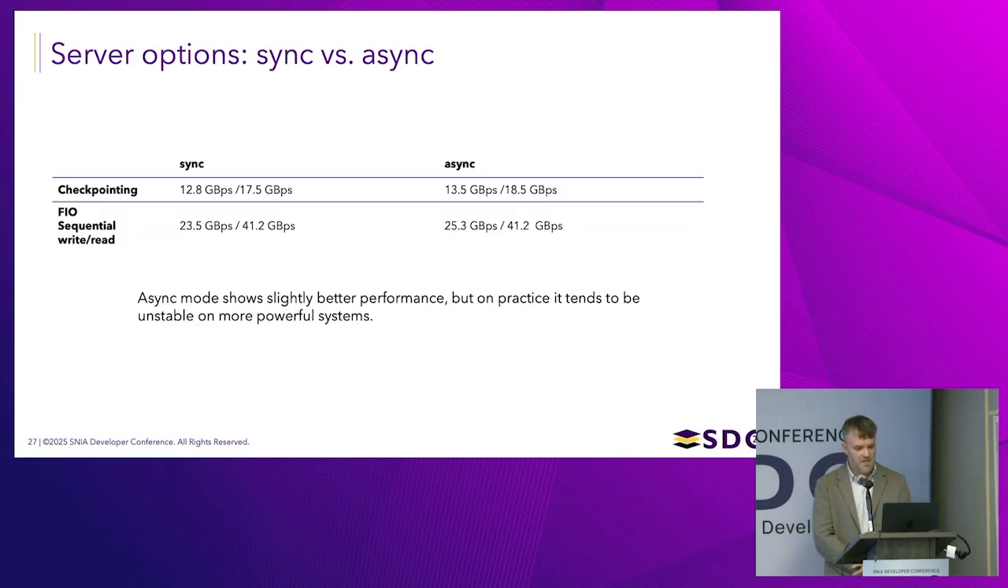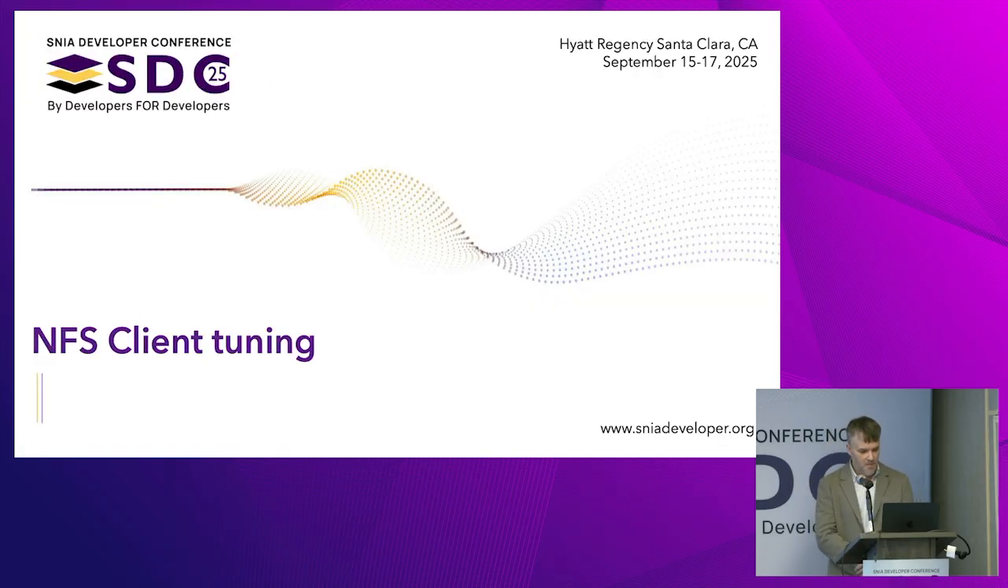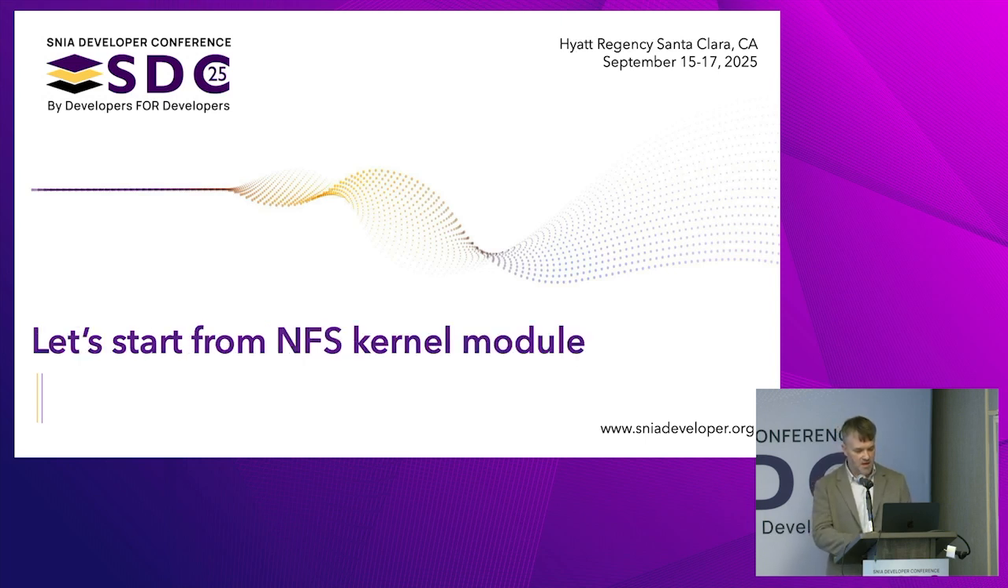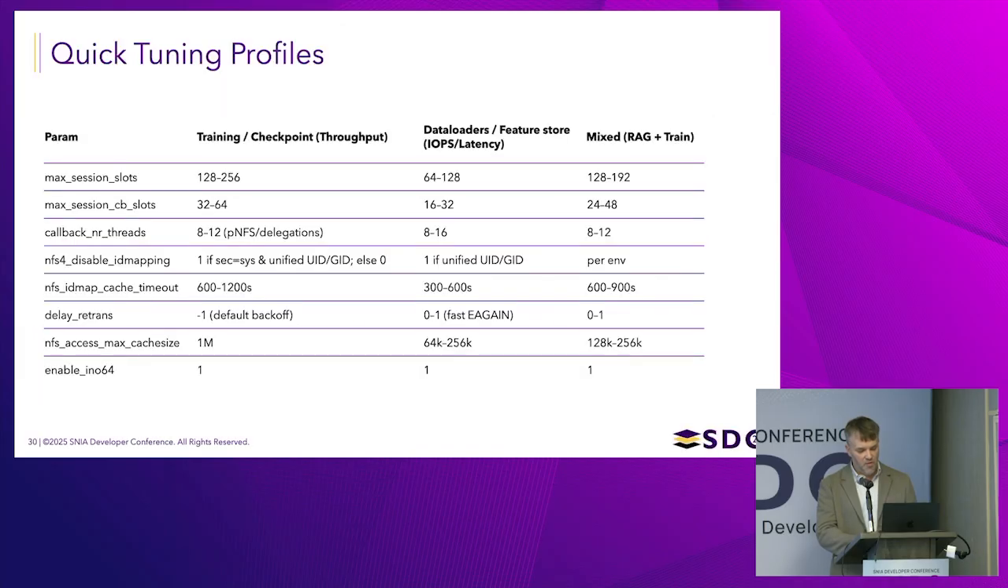And as for async options, I see slightly better performance, but in practice, it tends to be unstable on more powerful systems based on 400 gig interfaces. So I decided to stay on sync mode with no vdelay parameter set. And of course, we need to tune some NFS client parameters.